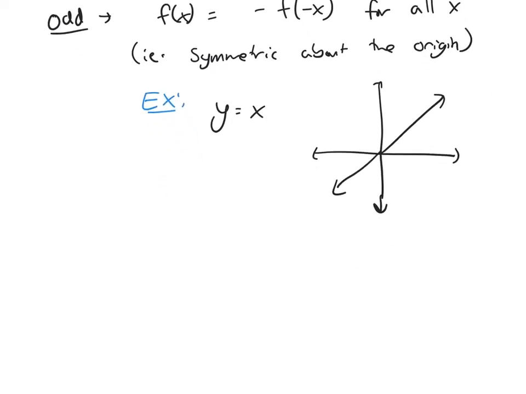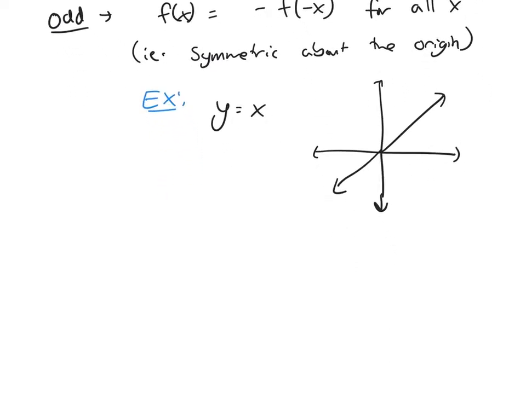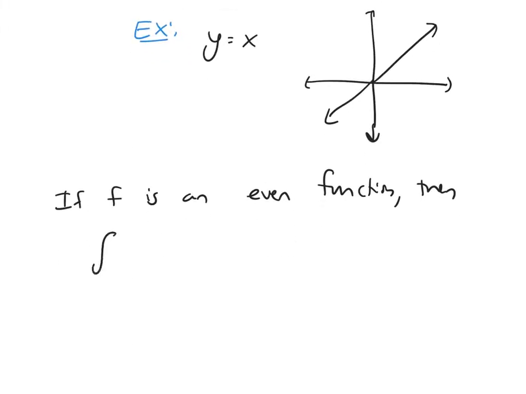So why do we even bring up this even and odd function? What does this have to do with our definite integrals? Well, if f is an even function, then we have the following formula. The integral from negative a to a, if your function is even, is 2 times the integral from 0 to a.